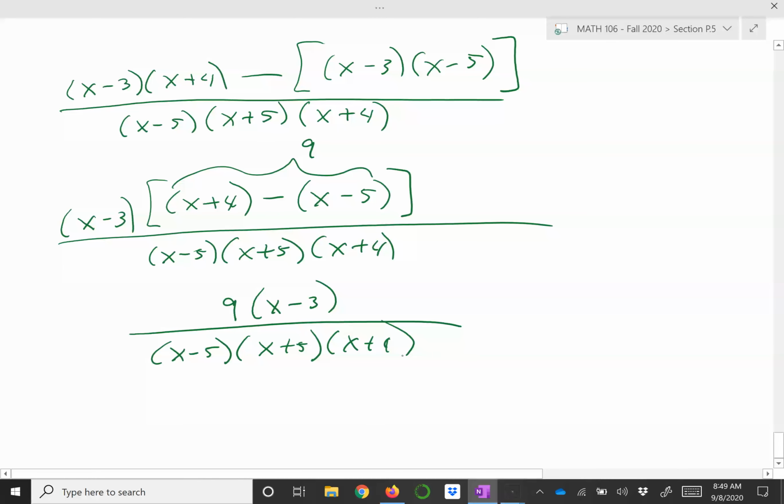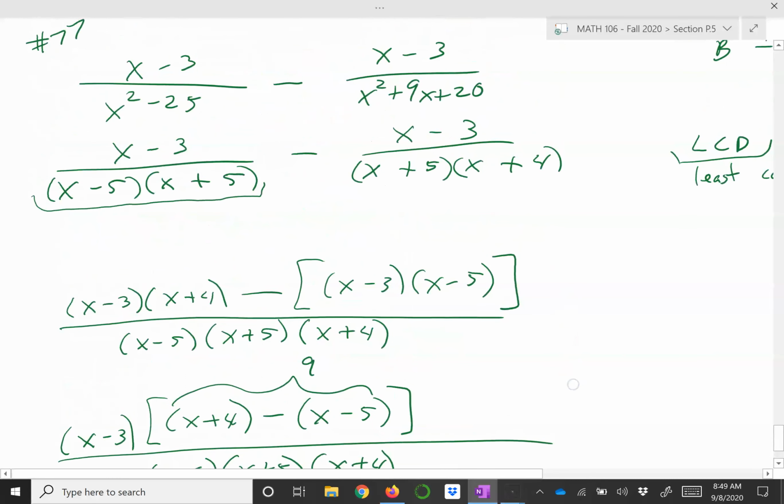Not too bad. All right, so it's all about finding, look at these denominators here, and you have to include everything that's there, right? But for these x plus 5s, you don't have to put x plus 5 squared in there because you only need one of them. It's the least common denominator, so it's the least amount of terms. Okay?